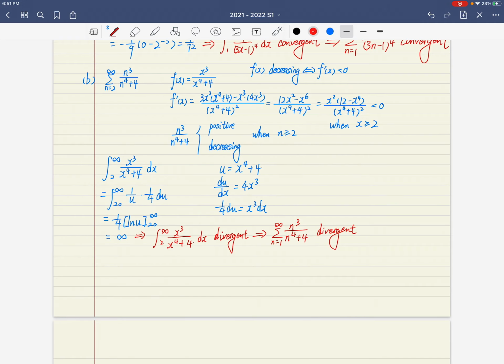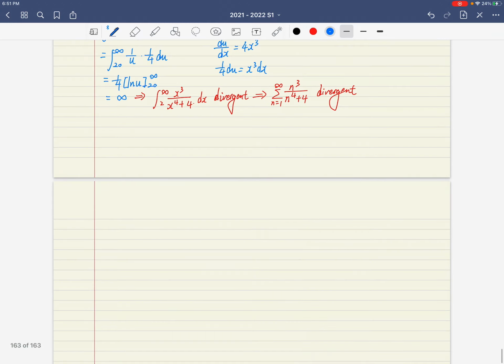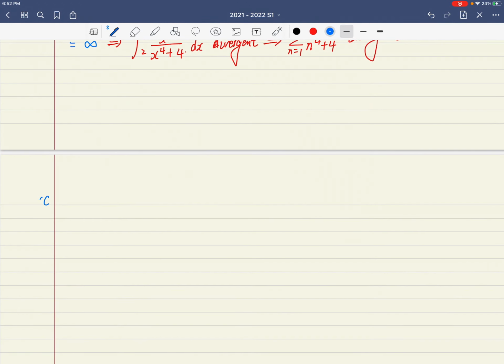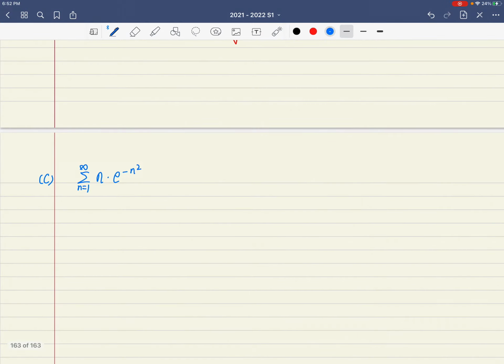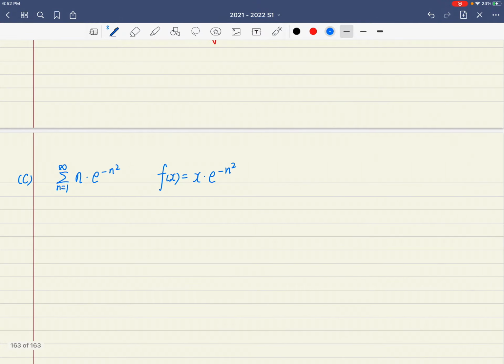All right. So problems part C. The series is n times e to the power of negative n squared. Again, obviously this is positive, right? All the terms are positive because e to the power of anything is always positive. When n is 1, 2, 3, 4, etc., n is positive. So we only need to worry about whether this is a decreasing function or not.